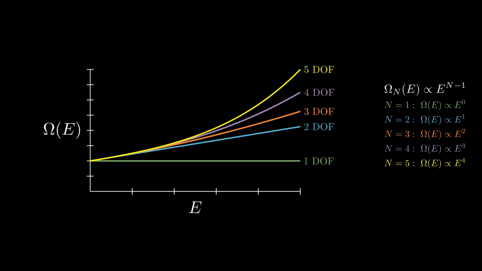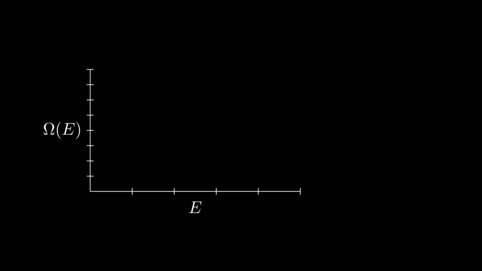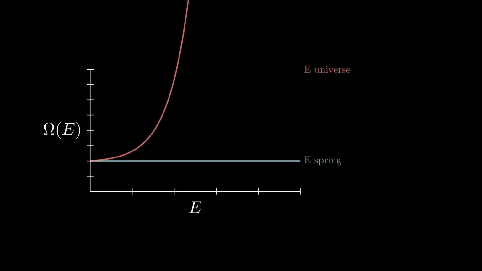To go back to Boltzmann's original thought experiment, there are way more than 5 degrees of freedom in the universe. So if we want to compare how the number of microstates grow with energy for the spring versus how the number of microstates grow with energy for the universe, we can assume the graph will look something like this.